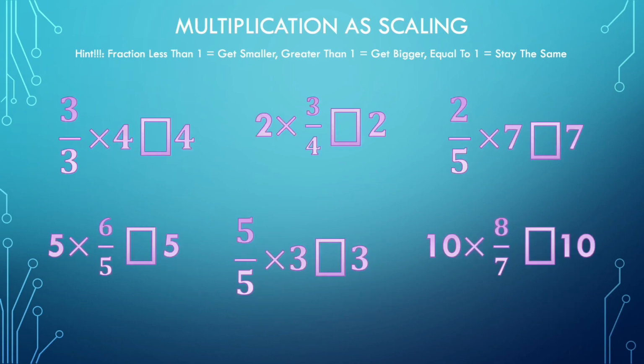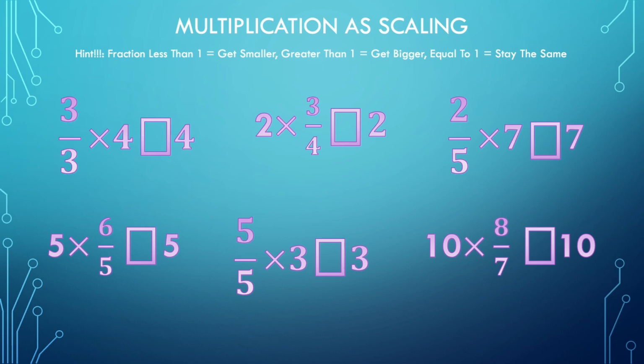So now we can do some assessing of our multiplication with fractions. To do that, we need to make sure that if a fraction is less than 1, it's going to get smaller. If a fraction is greater than 1, it is going to get bigger. And if a fraction is equal to 1 when we're multiplying, it is going to stay the same. So coming over here to our first problem, I have 3/3 multiplied by 4. Is our answer going to be less than, greater than, or equal to 4?